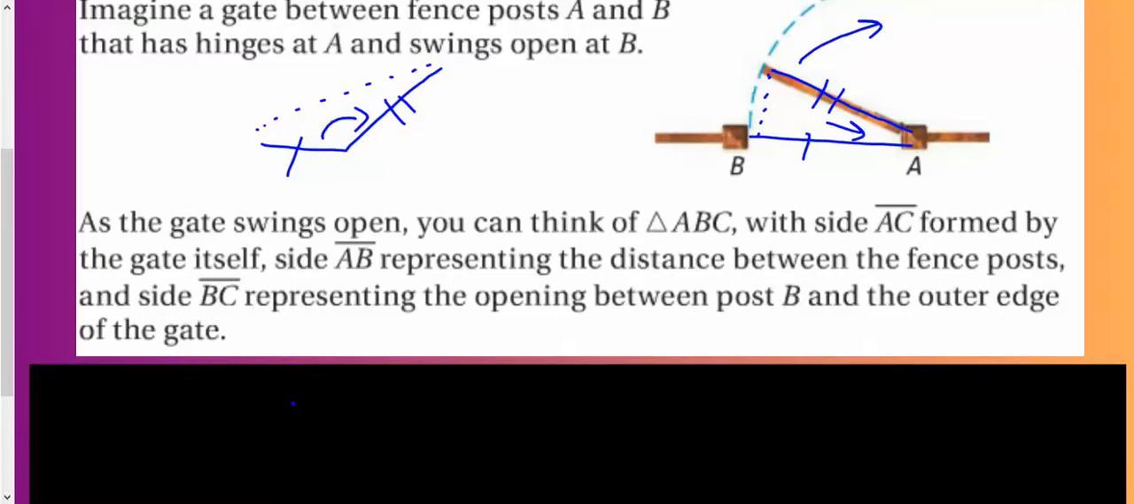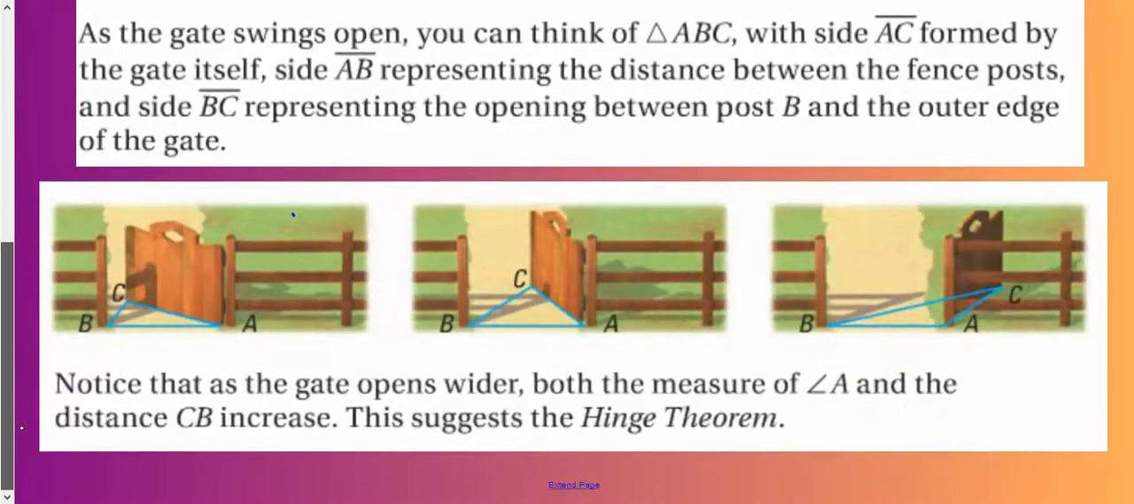So here's a picture showing three different gates. As they open up, you can see the BC is increasing, and you can see that angle A is also increasing.